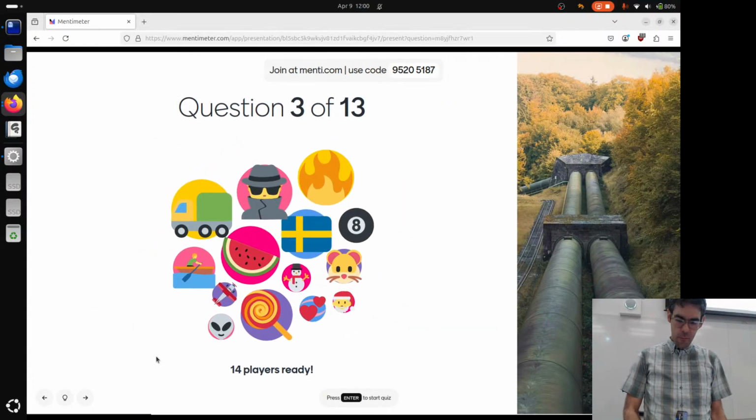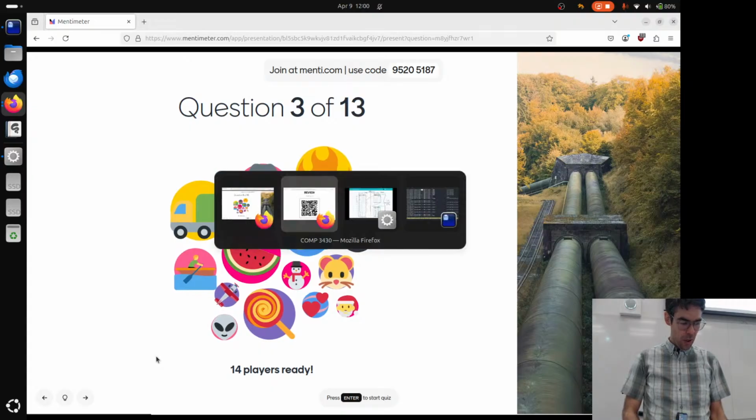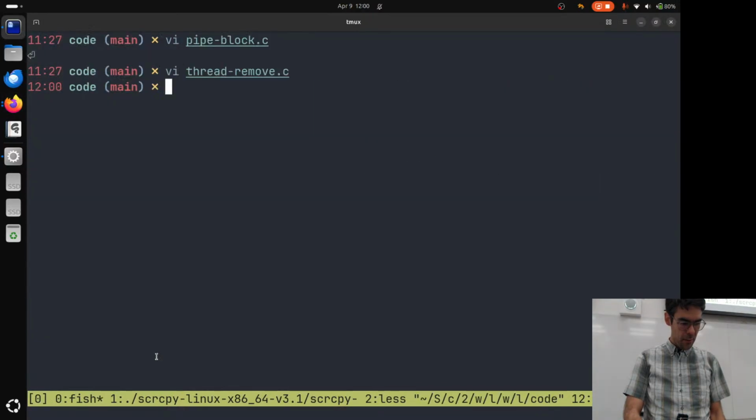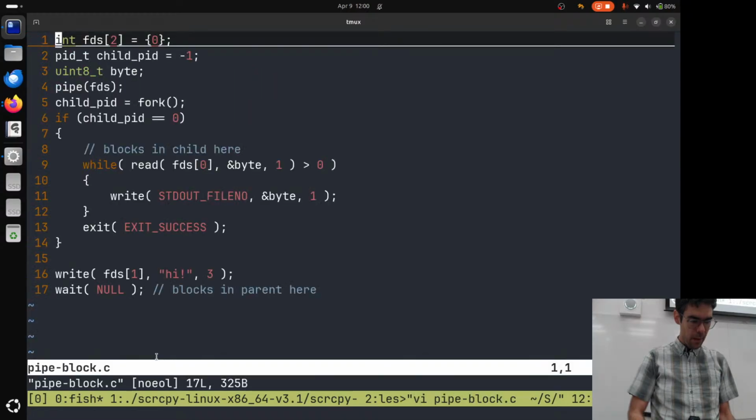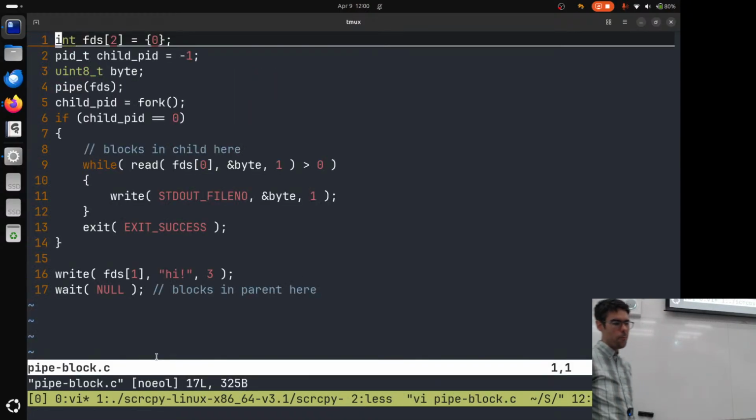The next question requires me to show you a little bit of code. So I'm going to pop over to my terminal here and open this. This is the code that I'm showing you for the question. I'm going to tell you what the question is, and I want to give you like 30 seconds to read this code and think about it. The question is, this code blocks. It gets stuck. Why does it get stuck?